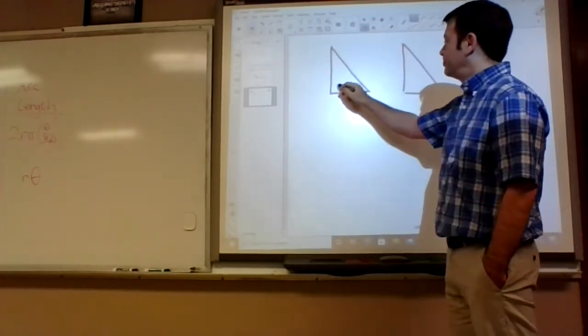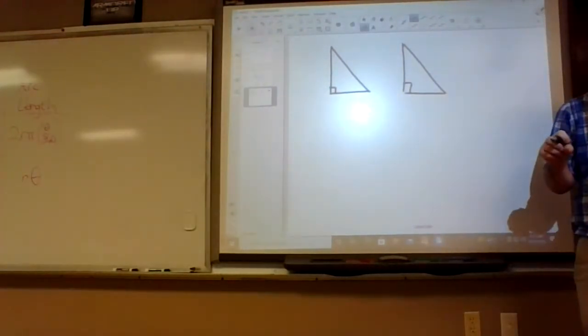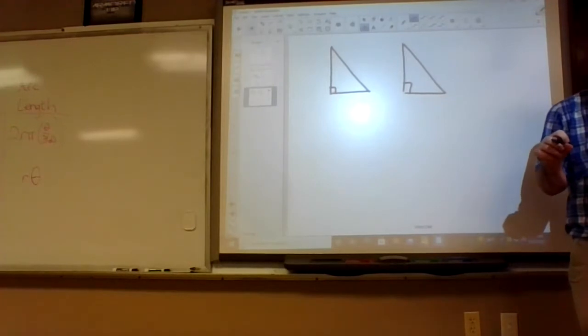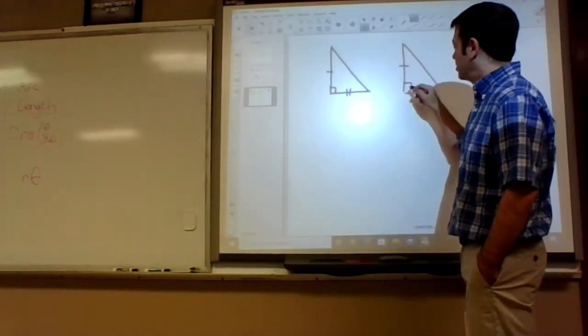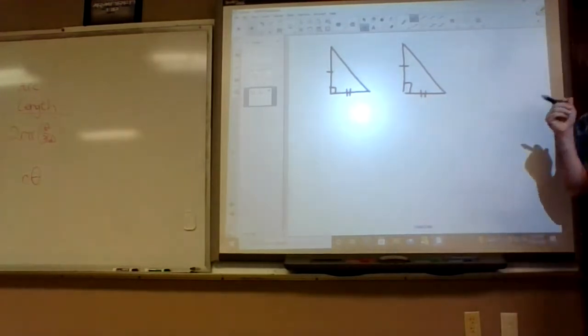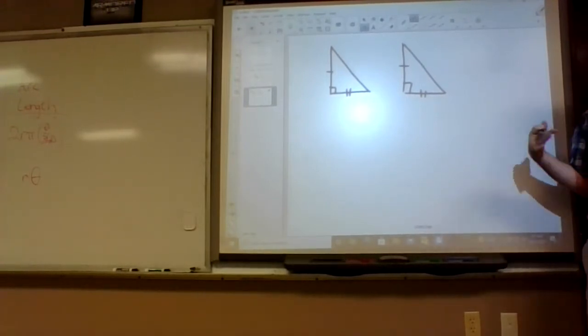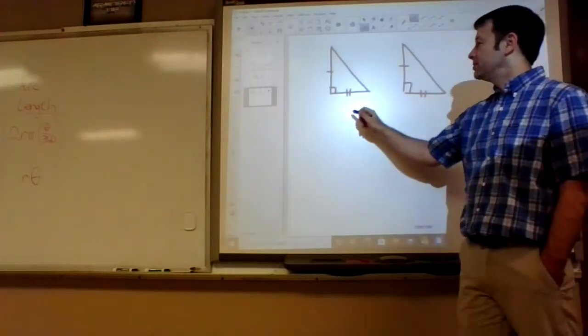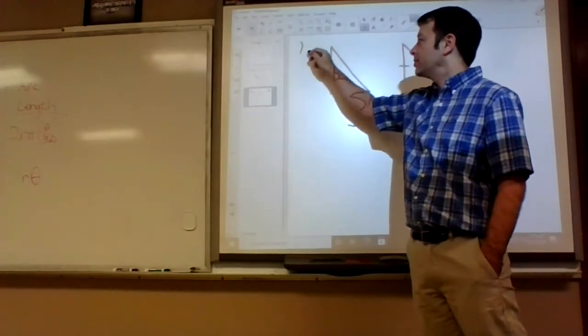So we need to draw 2 right triangles, and we'll put the little right angle in there. We need to show that the legs are congruent, so mark them. We're not going to call it leg, leg. What's the normal name? What's side, angle, side? So this is what they wanted. This is number 1.